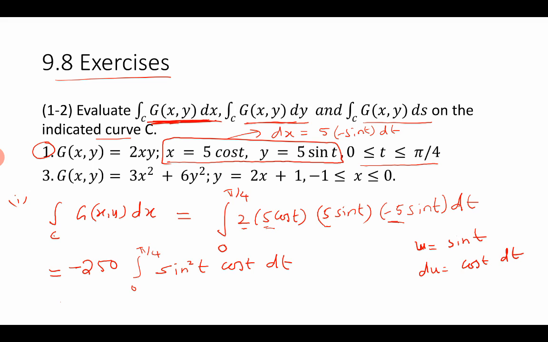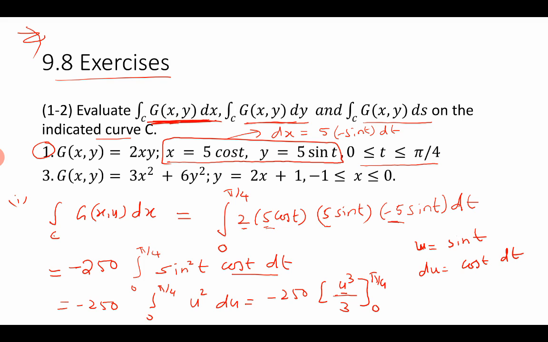So what happens further when you integrate this one? The negative 250 stays outside. 0 to pi over 4 sin square is u square, cosine t dt will be du. So negative 250, when you integrate u square, it will be u cube over 3 from 0 to pi over 4. So negative 250 over 3, isn't it? U cube. In u cube, what is u? Sin cube t.